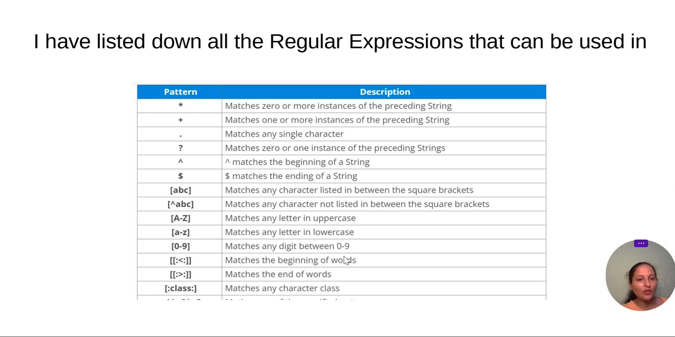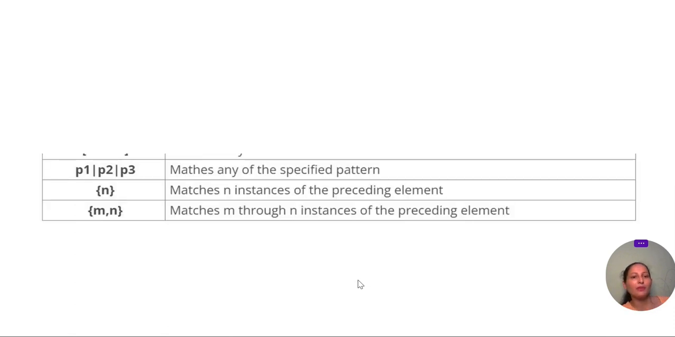So this matches the beginning of words, and this matches the ending of words. We will specify this. Class matches any character class. I'm continuing on the next page. There are a few more patterns. P1|P2|P3 matches any of the specified patterns. Within curly brackets, {n} matches n instances of the preceding element. {m,n} matches m through n instances of the preceding element. So these are the specific elements to write in the query when you want to extract some specific pattern.